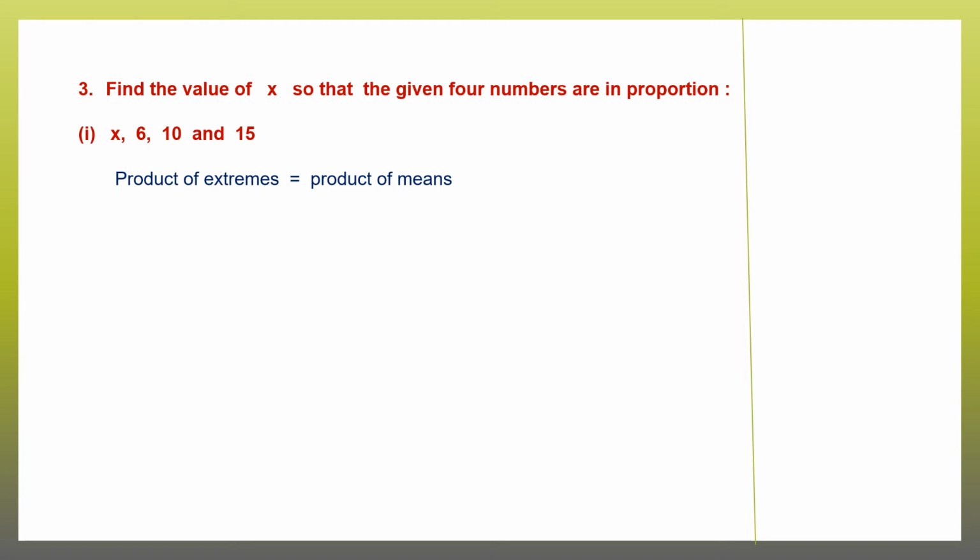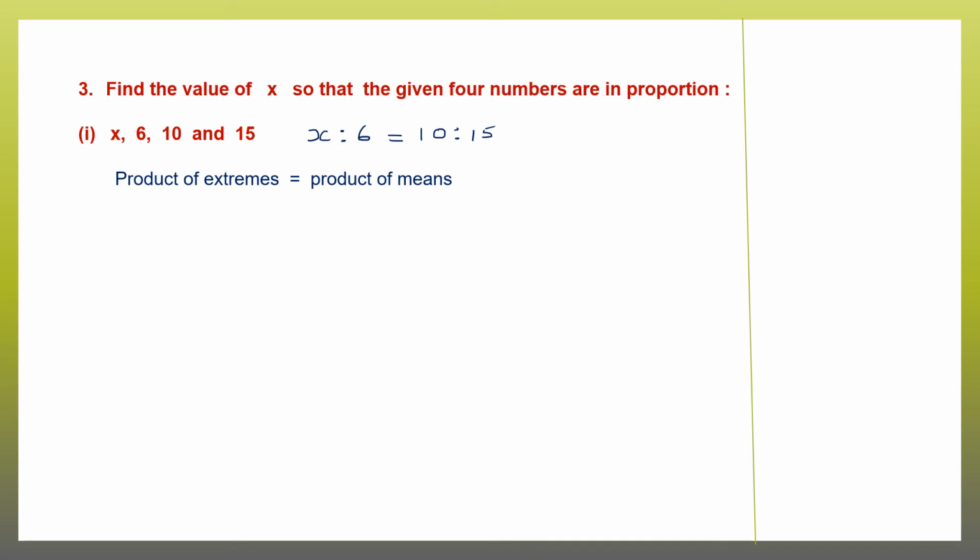Question 3. Find the value of x so that the given four numbers are in proportion. X, 6, 10 and 15. We apply the same formula. But before that, first let's put them as two ratios. So I will write this as x is to 6. The first two numbers form the first ratio, and since they are a proportion, they should be equal. So 10 is to 15. So first you make them two different ratios. Okay, now let's continue.